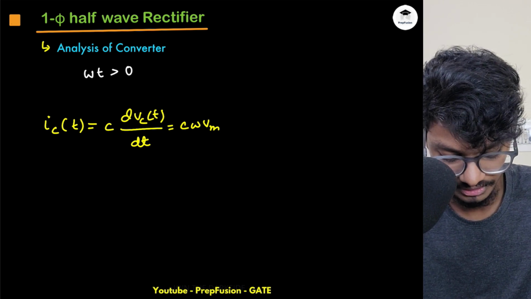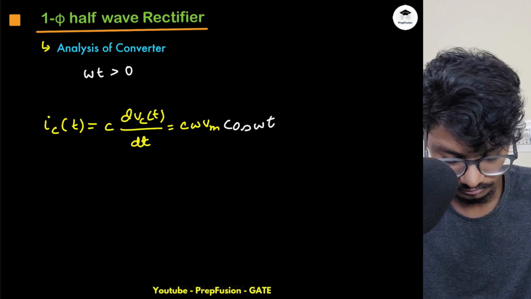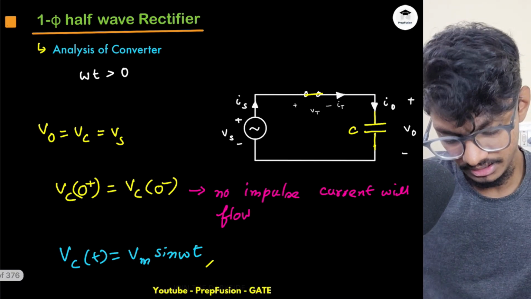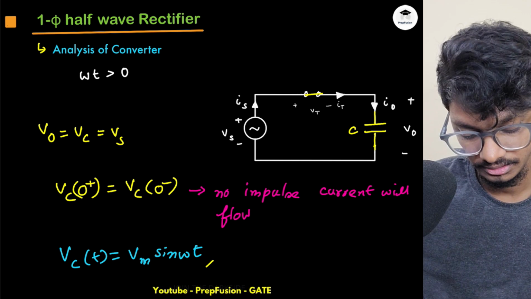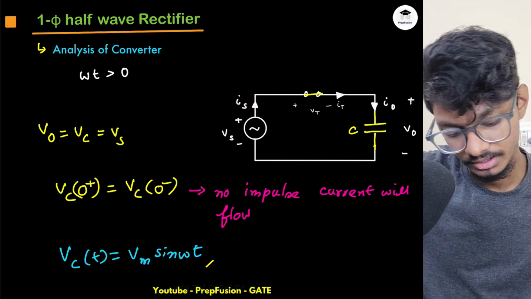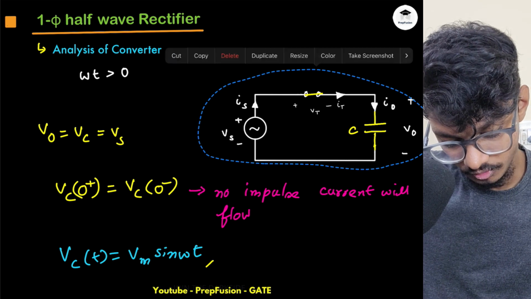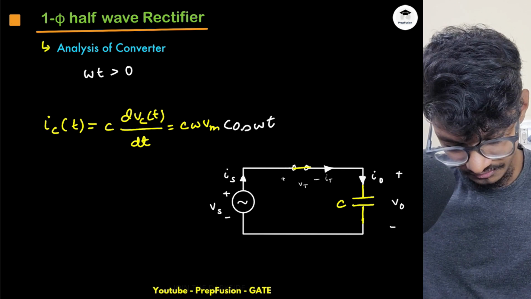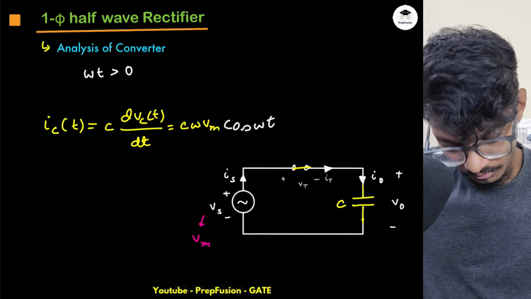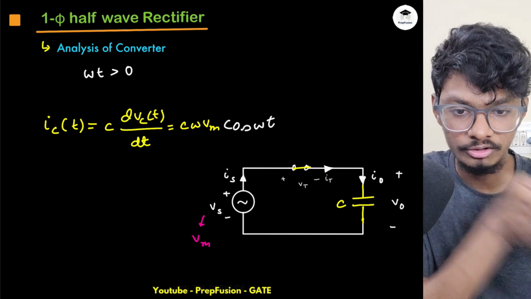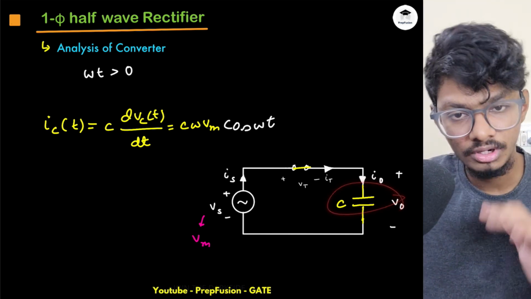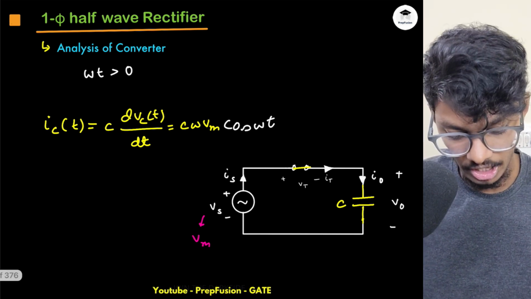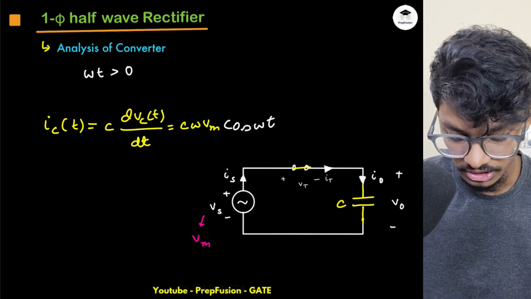Ic equals C omega Vm cos omega t, right? So what I can say is that when my supply voltage reaches Vm, and just after that, at omega t equals pi by 2 plus, the capacitor will not allow a change in voltage. So it will try to keep its voltage at Vm, because the output voltage of the capacitor is just following the input voltage.